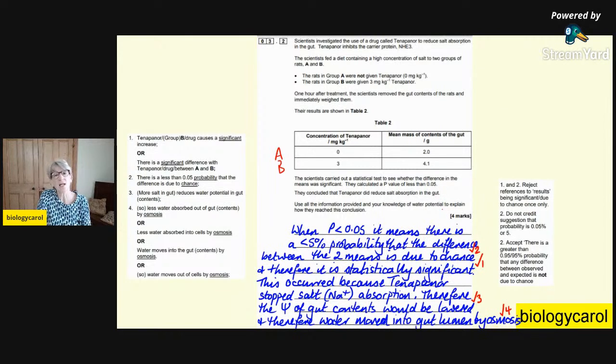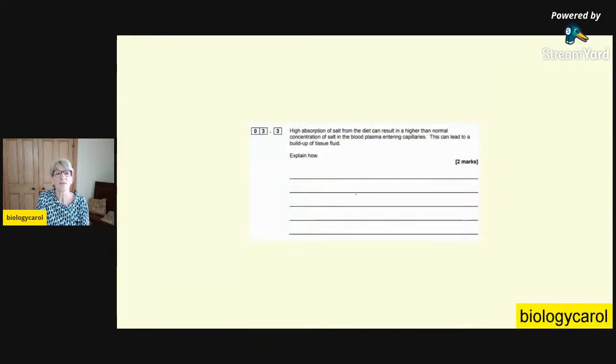The crucial thing here was recognizing that you had to explain statistically why they reached the conclusion and then explain the biology behind it. High absorption of salt from the gut from the diet can result in a higher than normal concentration of salt in the blood plasma entering the capillaries. This can lead to a buildup of tissue fluid.